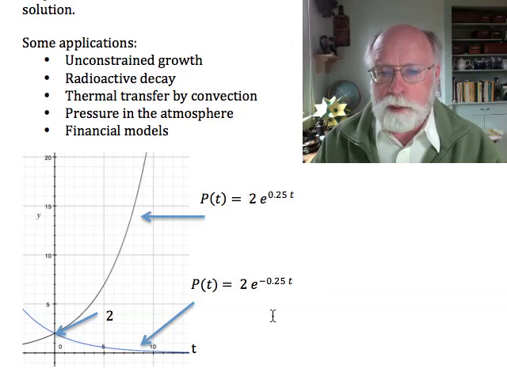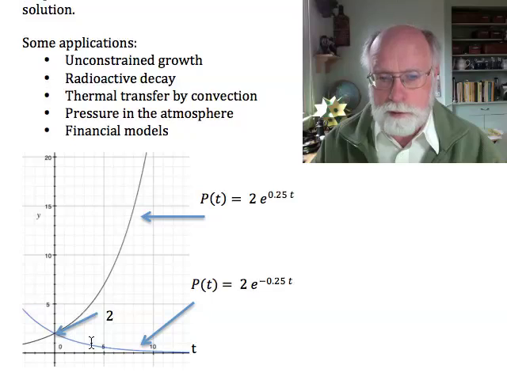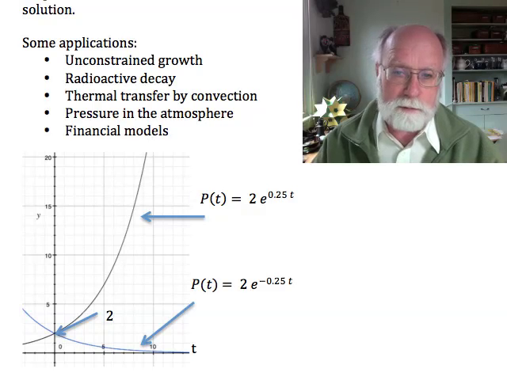If, however, we have a negative exponent, so here I have p of t is 2 e to the minus 1/4 t, we get a decreasing curve. So whenever the exponent is negative, you will get a decreasing exponential, a decay process, and it decays quite quickly as well. So these are the pictures that go behind the models.